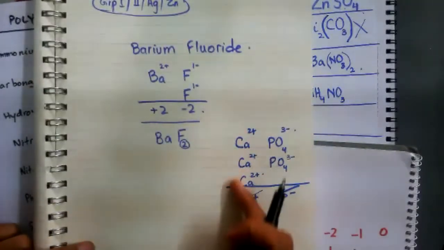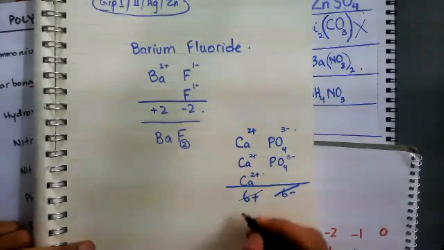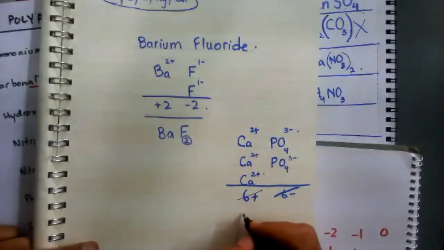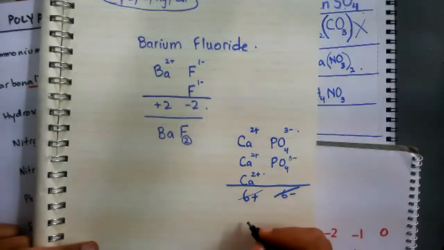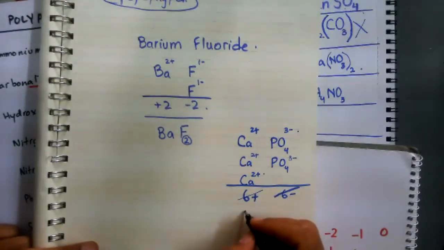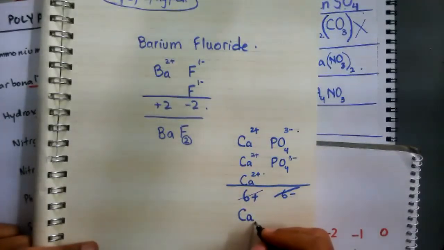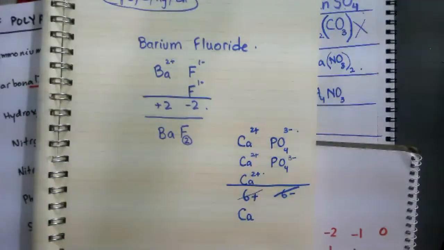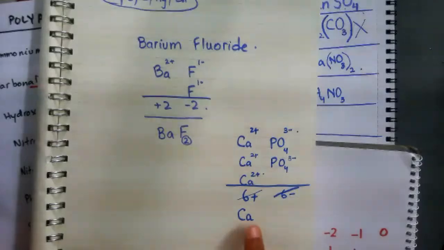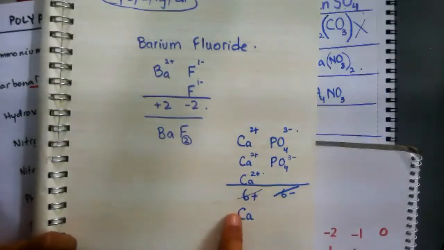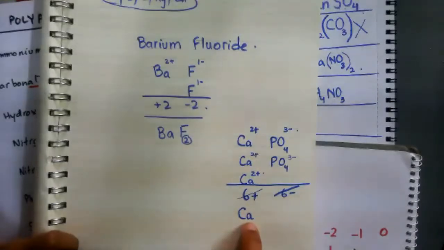Now tell me, how many calcium ions? 3. Yes, so what will be my final formula? Can you help me write it? Calcium is going to be in brackets. Why should it be in brackets? Because it's more than one. But is calcium a polyatomic ion? No. Polyatomic meaning, is it made up of many atoms or is it a single atom? Single ion. Is it single or is it poly? Single, right? We don't put brackets around single. We put brackets only around polyatomic.